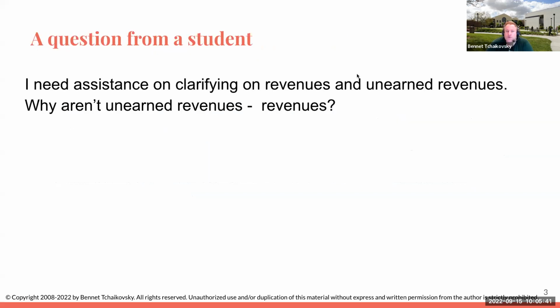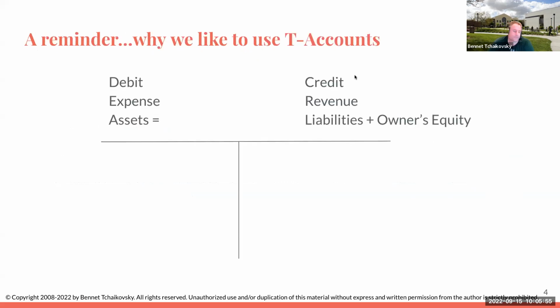Okay, so I had another question from a student, and again, this is not anything to do with adjusting entries, but when do we record revenues and unearned revenues, and why aren't unearned revenues revenues? Okay, so let's go through and take a look. So this kind of goes back over here.